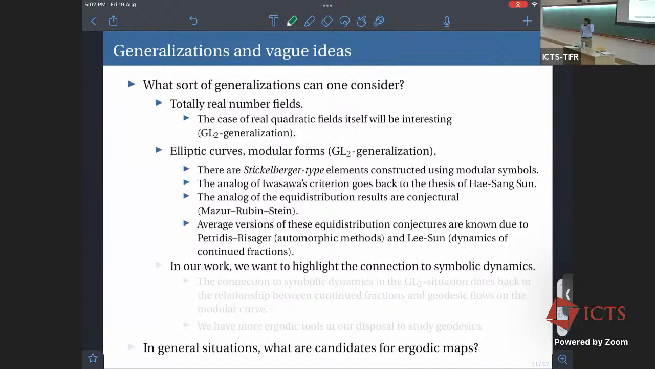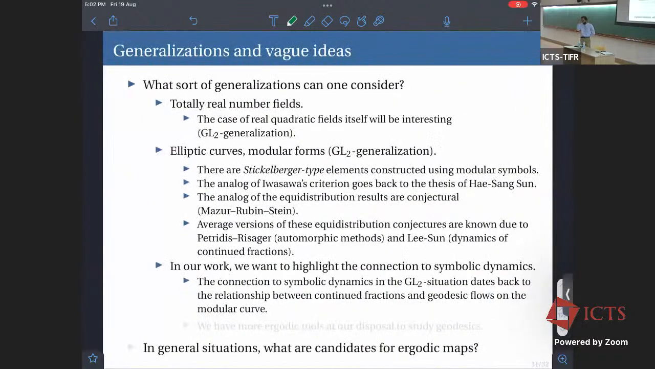And again, maybe the last thing that I want to emphasize is that our observation in our work was that there was this connection to symbolic dynamics, this digits 0, 1 to p minus 1. And again, in the GL2 situation, there's a lot of connection to symbolic dynamics that goes back to continued fractions.